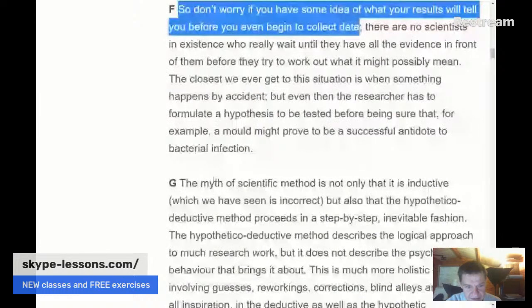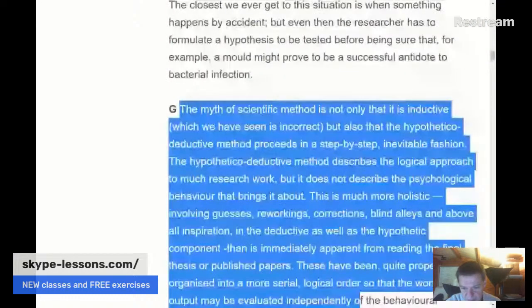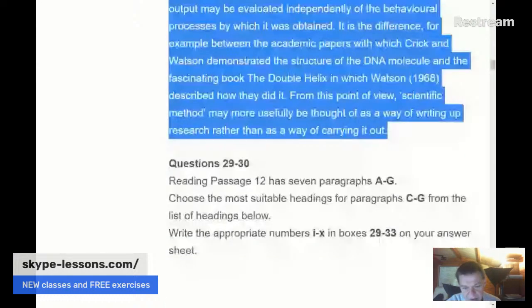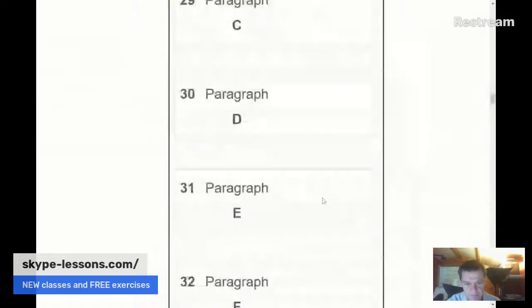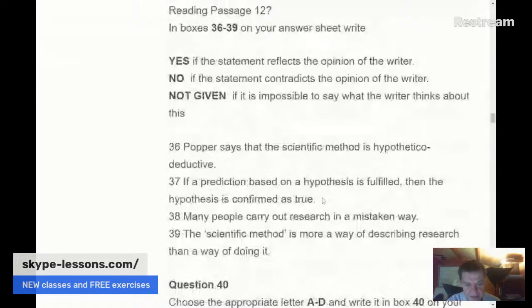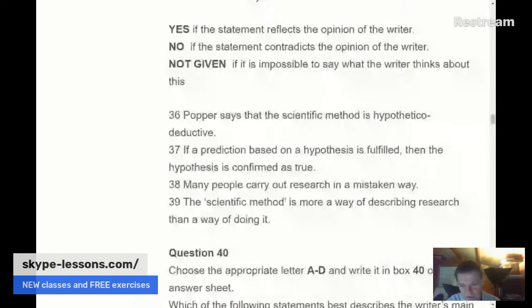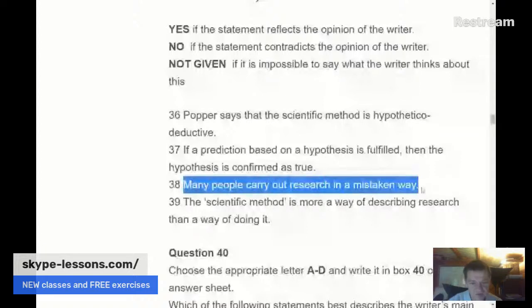And nothing here about researchers making mistakes. So here we're going to have to put not given for this one. Yeah, it doesn't seem to say that many people carry out research in a mistaken way. It does say that many people mistakenly believe that the scientific method is inductive. It does say that, but it doesn't say that many people carry out research in a mistaken way. I think he understands that most scientists do follow the scientific method correctly and use the hypothetico-deductive method.